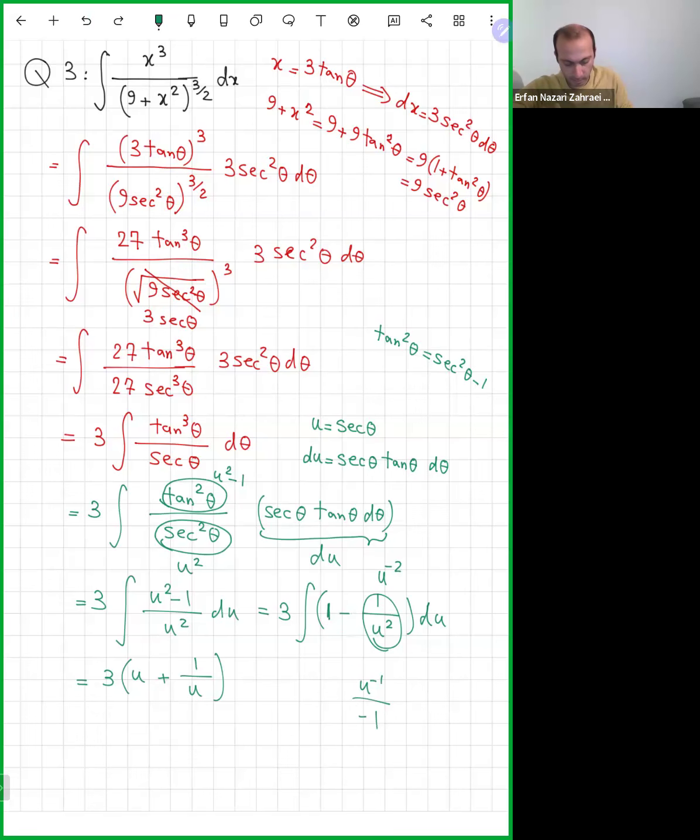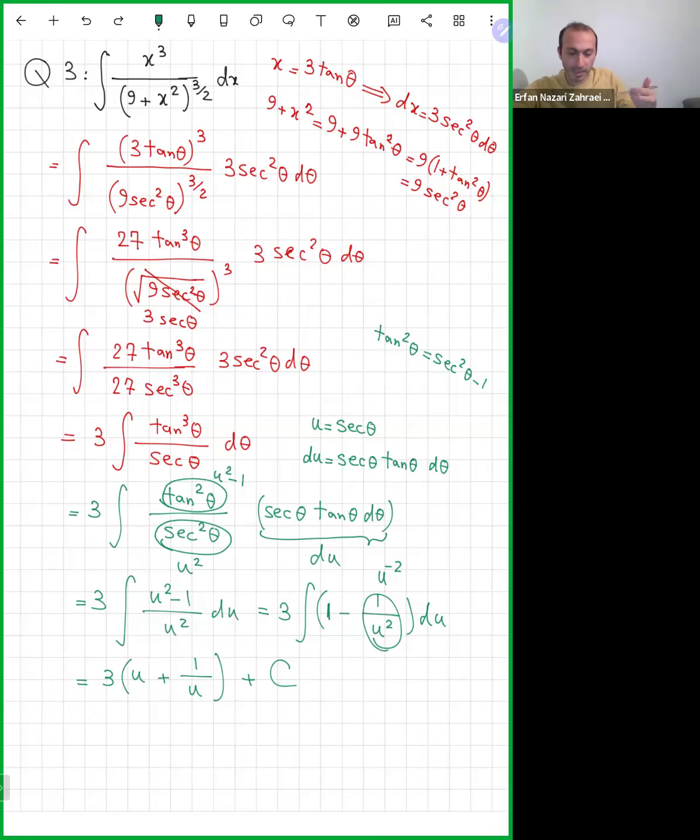I have one extra minus sign on the back, and this is exactly 1 over u that I got. It's just the simple power rule, plus constant. So this is almost the end of the computation, but the problem is that I found the answer in terms of u. My question was in terms of x. It should necessarily be in terms of x.